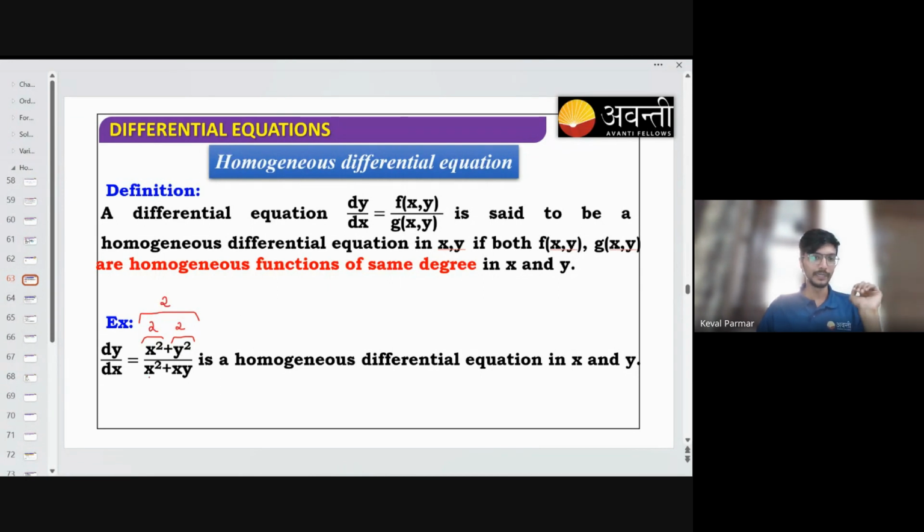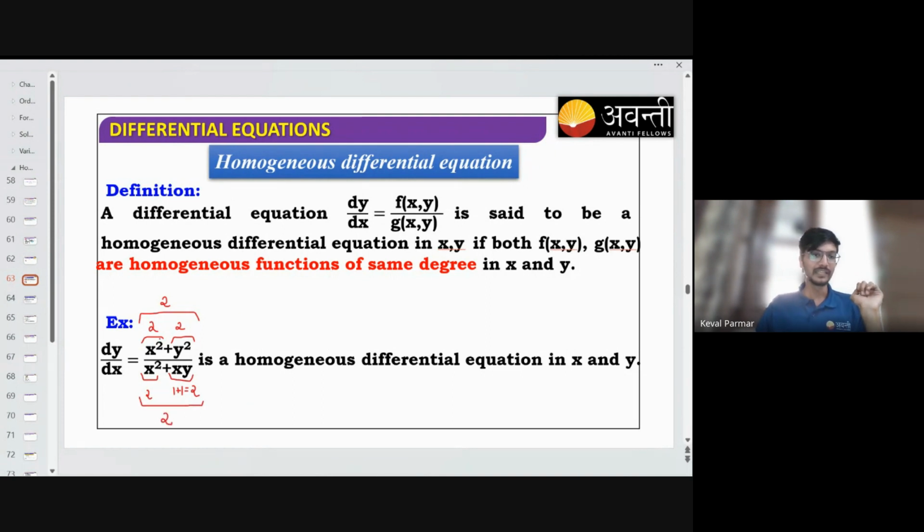Let's check the denominator. Again we have two terms. The degree of this is 2. Here, two functions are multiplying, so the degree will be 1 of x plus 1 of y, which will be 2. Therefore, the whole degree is also 2.